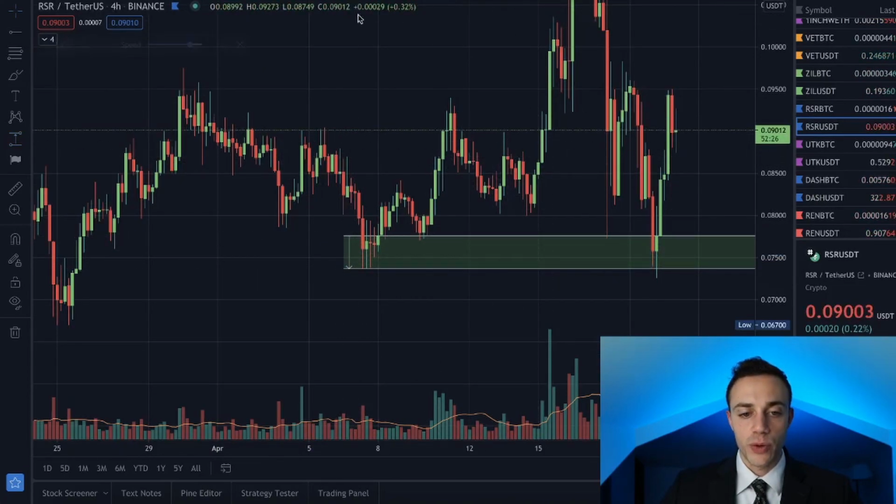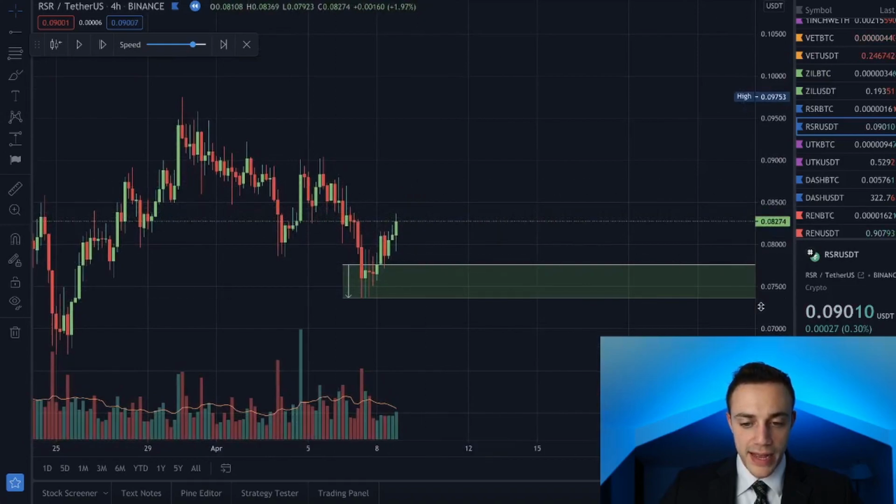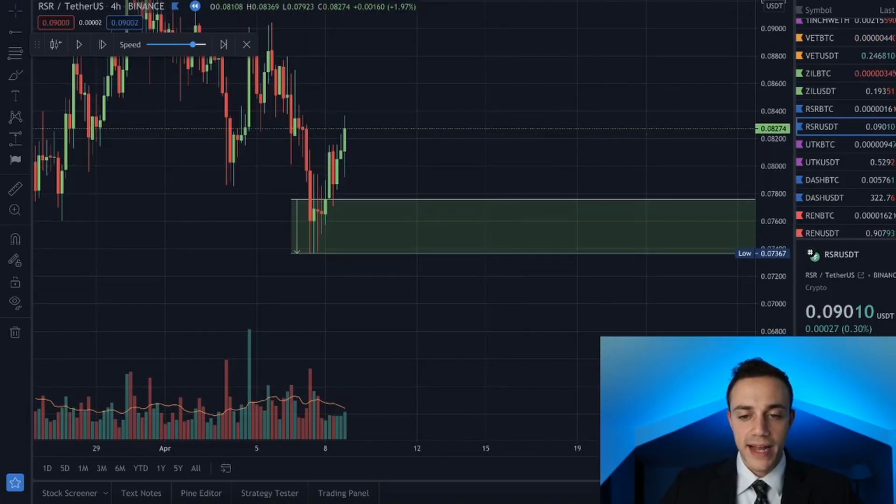And then what I would do, because we're measuring this move over here, I'm going to go ahead and grab the replay tool so we can go back in time. So we can see that price made this high here. Now we're going to wait for the pullback to enter into a trade. How do we know where to enter? Well, we use the fib.